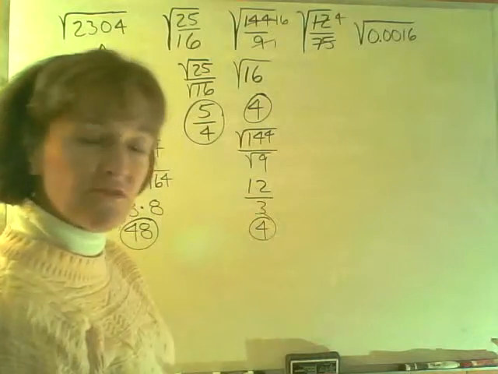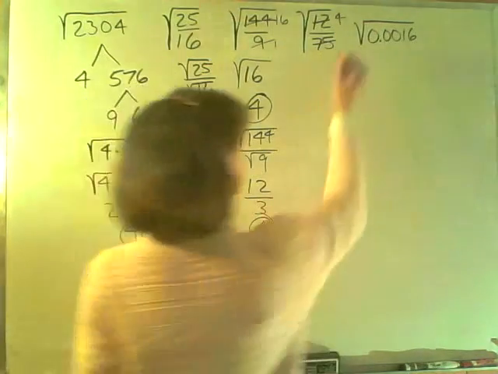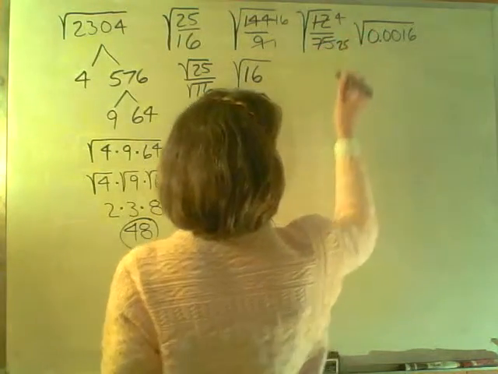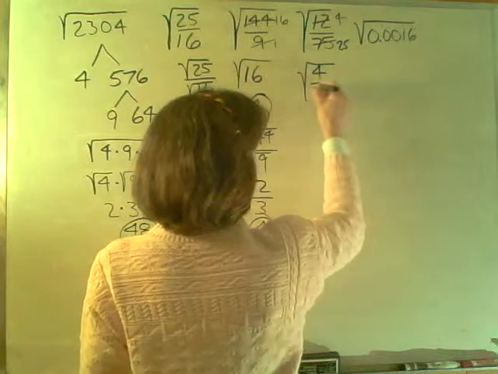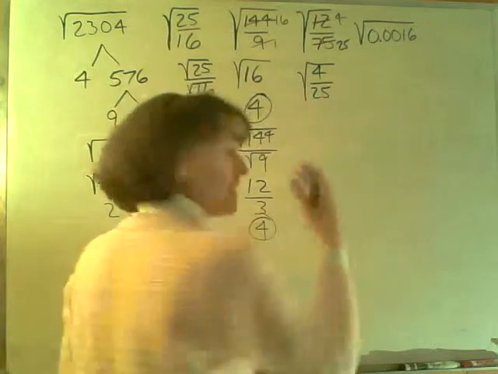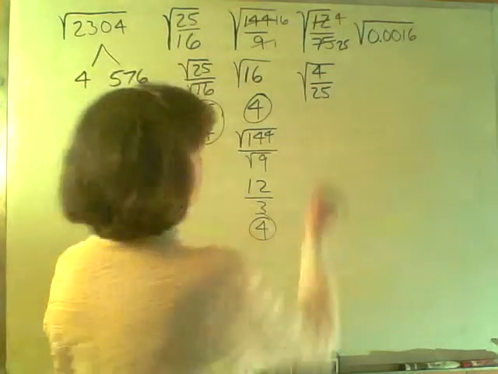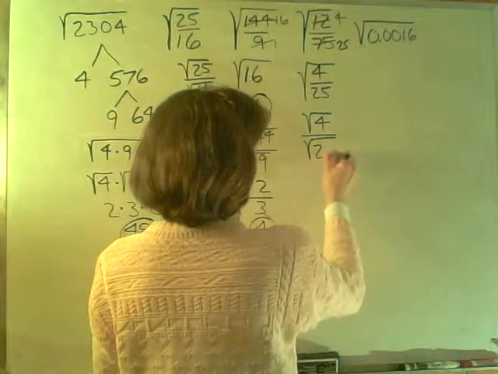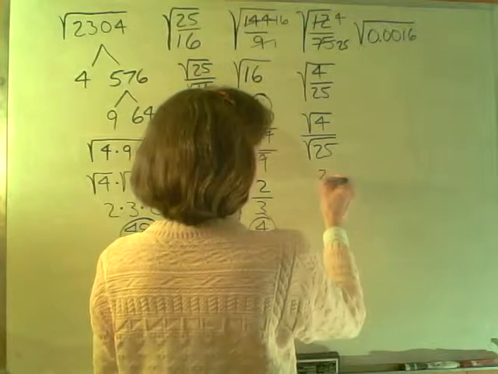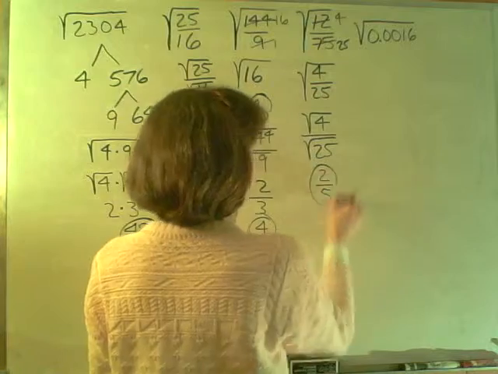You know, 75 is like 75 cents. Well, we can make 75 cents with 3 quarters. So 3 goes into 75 25 times. So really, this fraction can be written as the square root of 4 over 25. And those are both perfect squares that I recognize. So we can take the square root of 4 and divide it by the square root of 25, and I get 2 over 5.